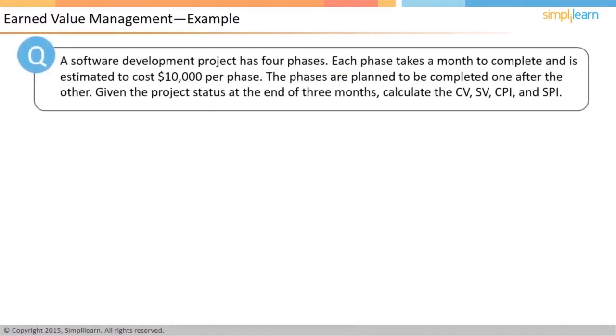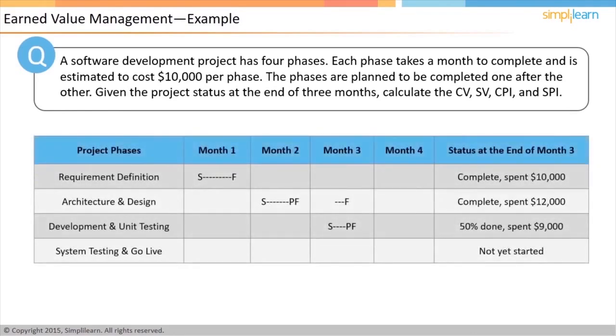Let us take the example of a software development project. There are 4 phases, and each phase takes a month to complete and is expected to cost $10,000. The phases are planned to be completed one after the other. The status of the project at the end of month 3 is summarized in the table. Requirements definition is completed and actual spending on this is $10,000. Architecture and design is done and actual spending on this is $12,000.